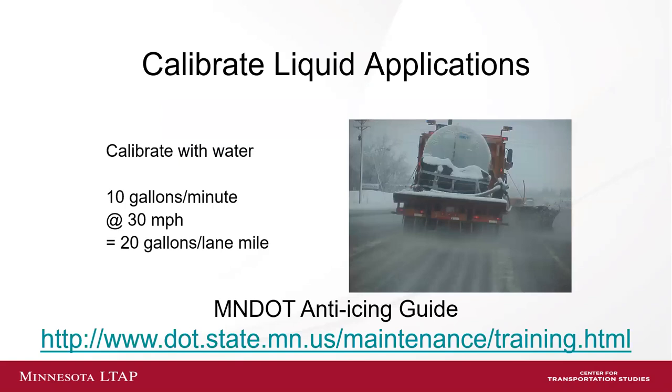Okay, on that maintenance training website, there's also information in the anti-icing guide on how to calibrate for liquid applications. So this is the time of year you should be calibrating your liquid tanks as well. We always calibrate the liquids with water in the fall. So this is the time to do it. So if you have a rate of 10 gallons per minute, and this is on a gravity feed, and you're traveling at 30 miles an hour, you're going to be applying 20 gallons per lane mile. So that's just a simple little equation, but it helps to understand exactly how much you're applying.